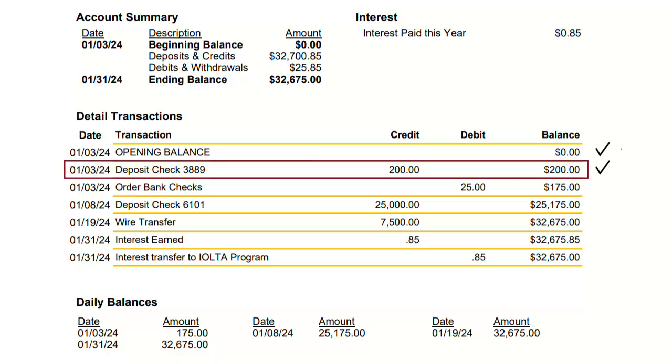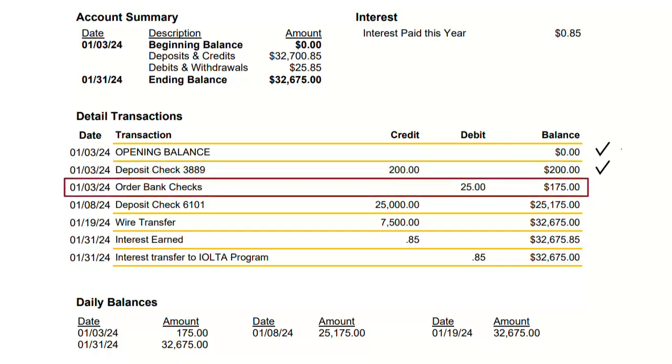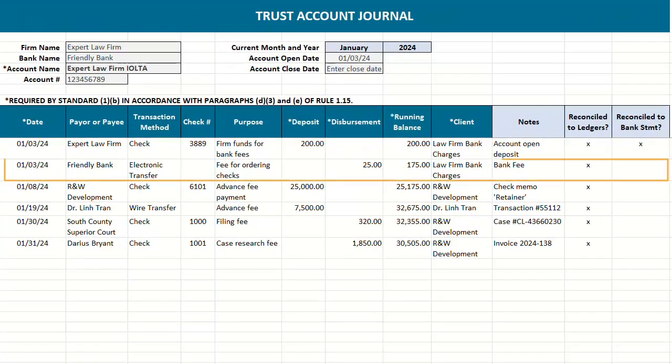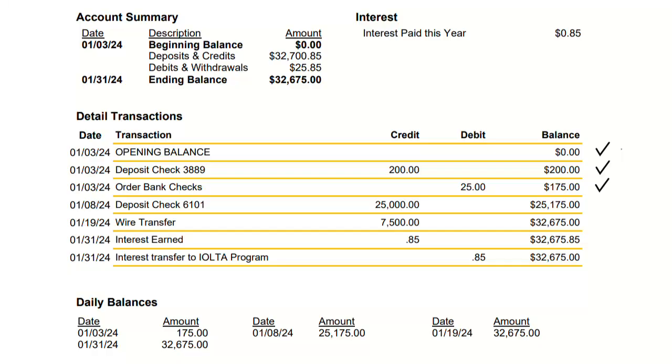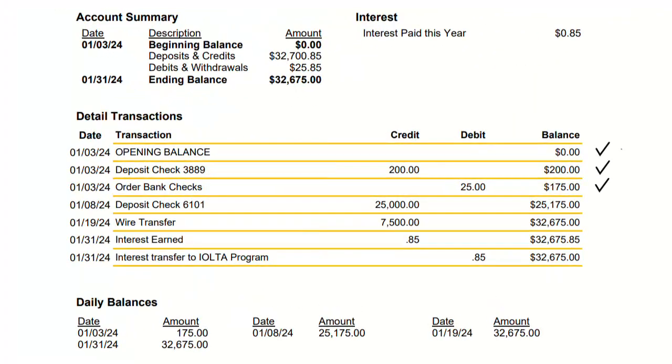Also on January 3rd, 2024, we see a debit in the amount of $25 for the transaction listed as order bank checks. We can reconcile this transaction when we find that disbursement in the account journal. On January 8th, 2024, we see a $25,000 deposit of check number 6101. We can reconcile this transaction. On January 19th, 2024, we see a $7,500 wire transfer. We can reconcile this transaction.